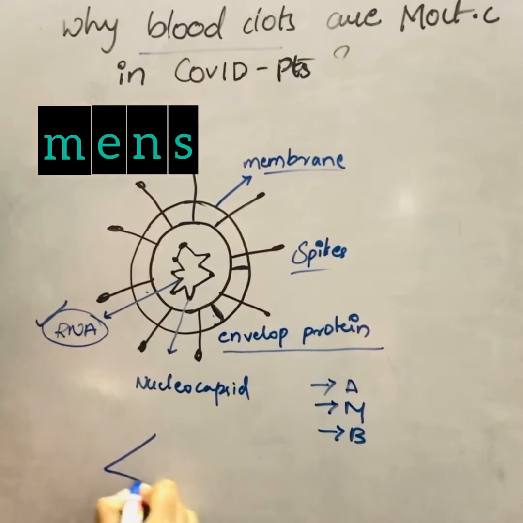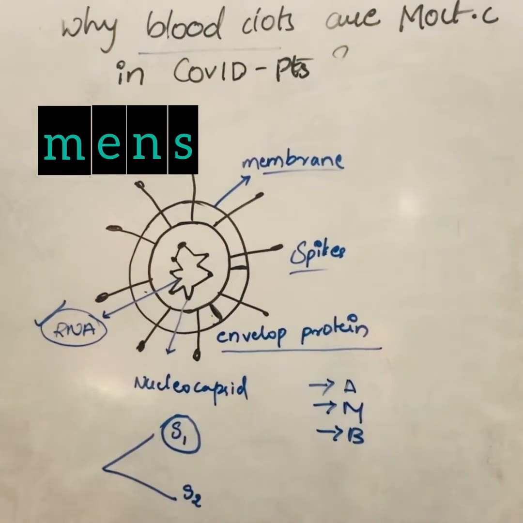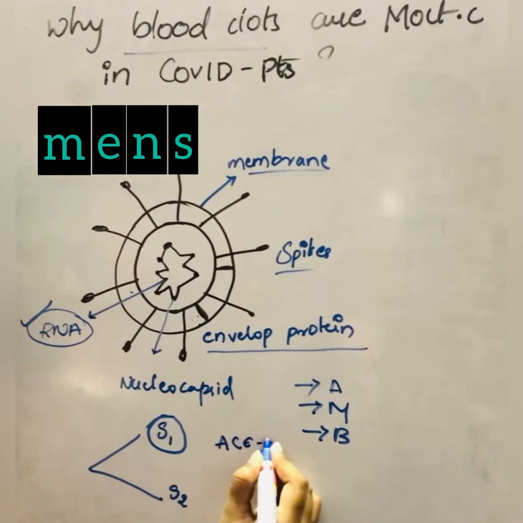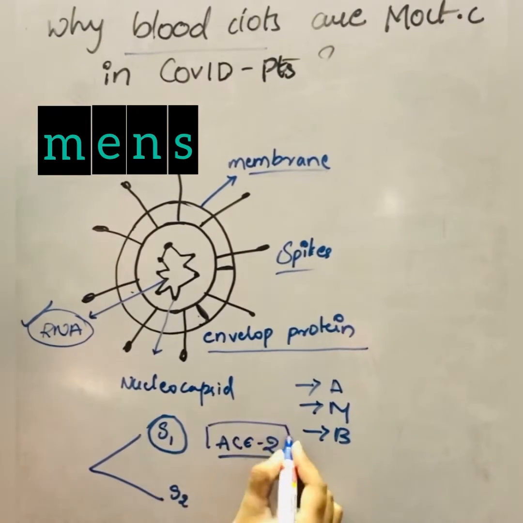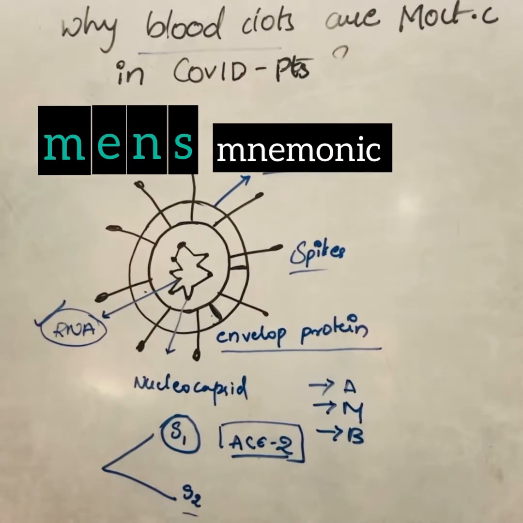These spikes are divided into 2 types, S1 and S2. These S1 spikes are most important because of them this coronavirus is going to bind with the ACE2 receptors. And S2 will also help in the fusion between the host cell and the virus cell. This is all about the structure.